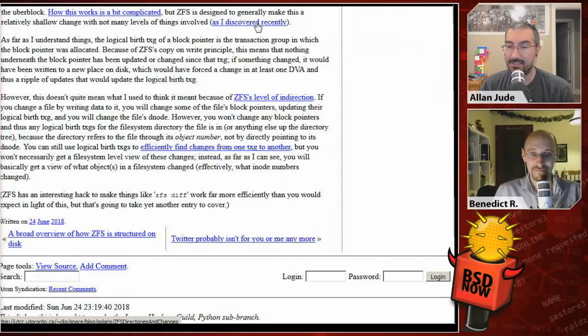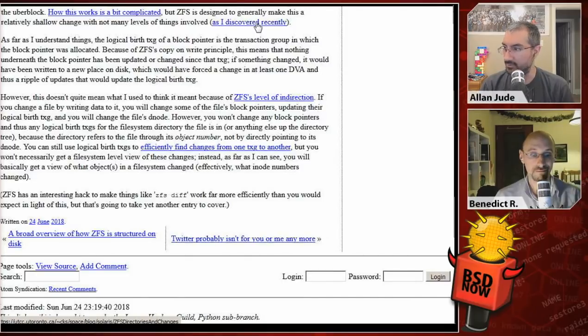So Chris goes on. As far as I understand things, the logical birth transaction of the block pointer is the transaction group in which the block pointer was allocated. Because of ZFS's copy on write principle, this means that nothing underneath the block pointer has been updated or changed since that transaction group. If something changed, it would be rewritten as a new block with a new transaction group number, which would have forced a change of at least one of the DVAs and thus ripple all the way up to the top. This is how ZFS incremental sends are so much faster than rsync. Instead of having to go through every file and check its modified time, you can just, at a much more simple level in ZFS, say, find every block that has a birth time newer than the last time we did replication. And that will give me every block that has changed.